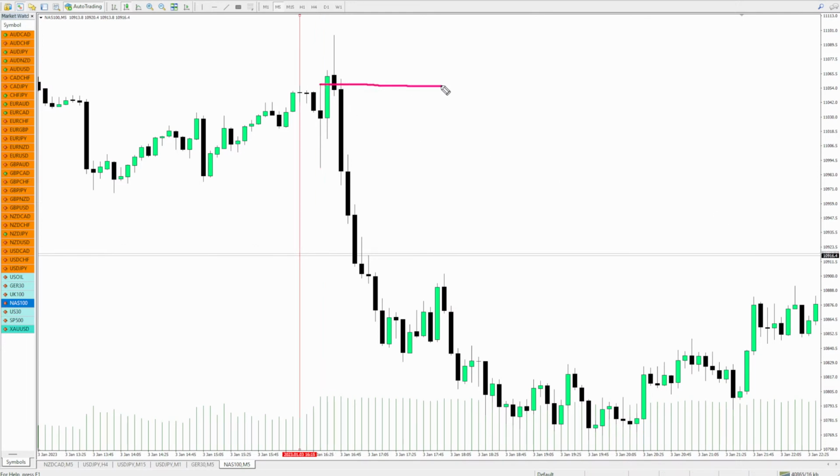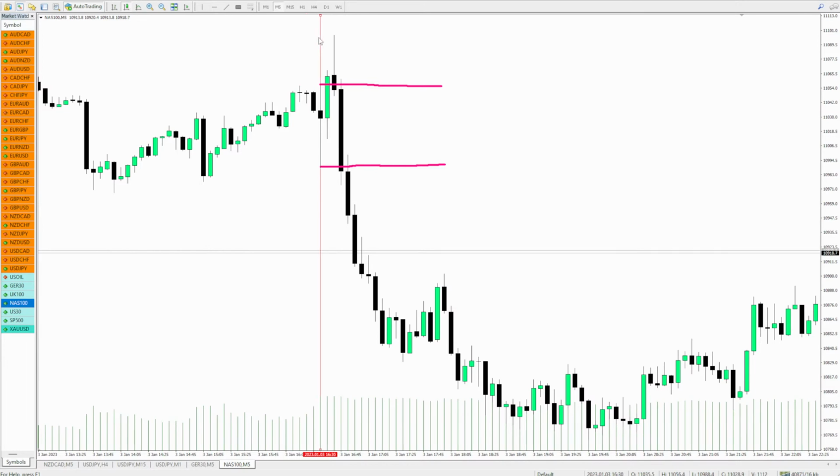That is the opening range. Okay, and I've used the Nasdaq from yesterday as an example to show you what happens in a failed breakout. So there's our 5-minute opening range.